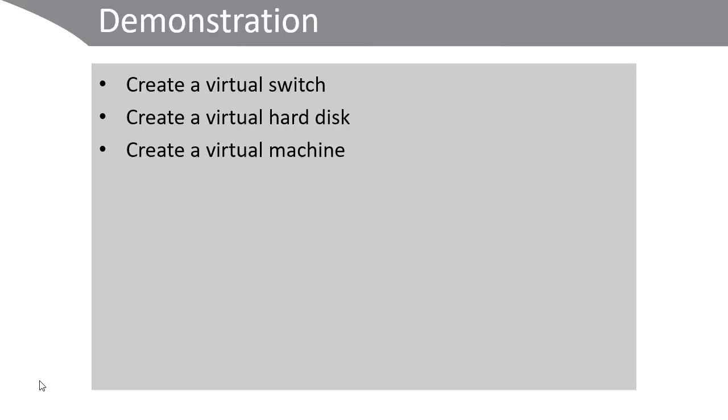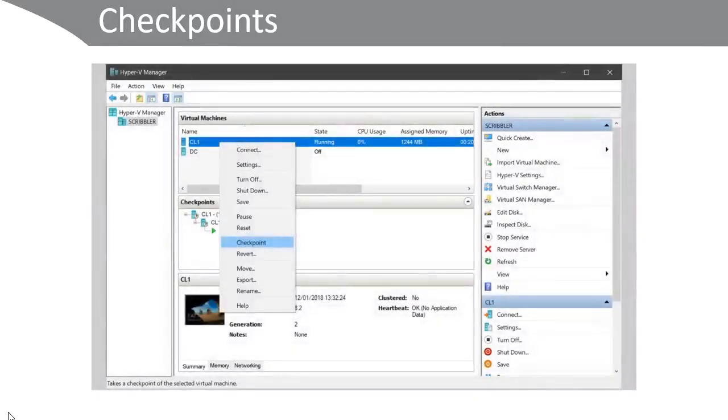So in the demonstration you saw how to create a virtual switch, a virtual hard disk and a virtual machine. Checkpoints allow you to capture a point in time for your virtual machine configuration and the virtual hard disks. To enable a checkpoint, right-click the appropriate virtual machine in the Hyper-V Manager console and then click Checkpoint. To apply a checkpoint, navigate to the Checkpoints node, right-click the appropriate checkpoint and click Apply.